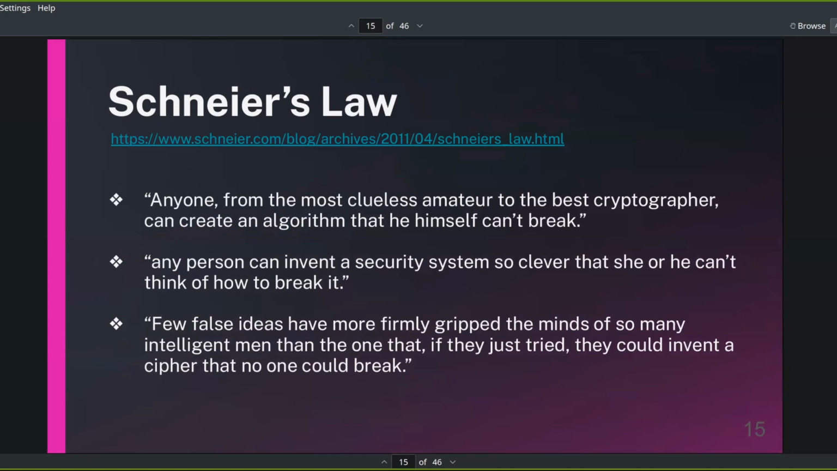Schneier's law is from 1996 or something. Anyone from the most clueless amateur to the best cryptographer can create an algorithm that he himself can't break. And there are even formulations from 1864, I think, from Charles Babbage, who was one of the first programmers, let's say. Few false ideas have more firmly gripped the minds of so many intelligent men than the one that if they just tried, they could invent a cipher that no one could break.